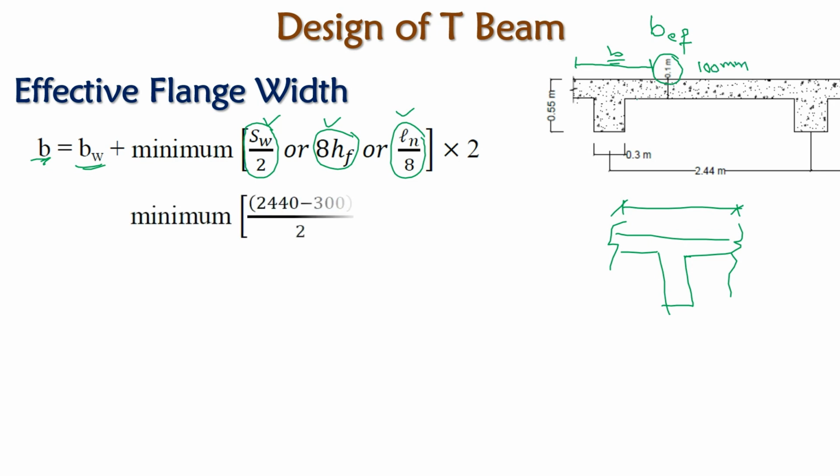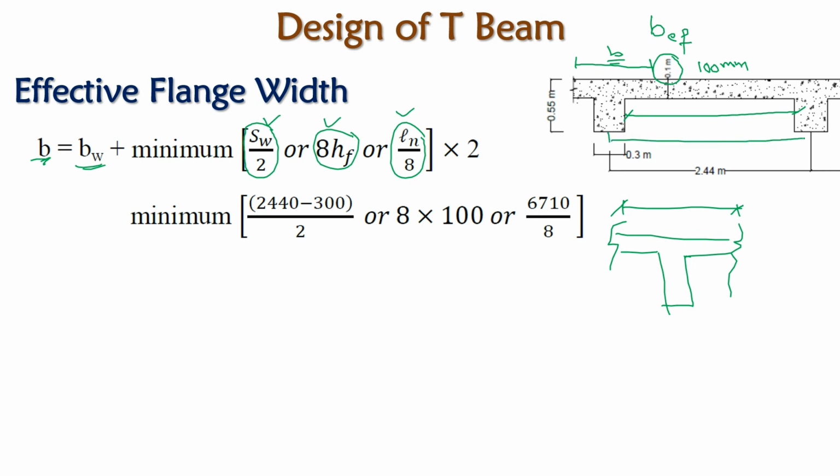So simply these three values can be calculated. What is SW? That is the clear span between the beams. The clear span, the mid-span length between the two beams, is 2.44. So what will be the clear span? That will be 2.44 minus, because it is center to center length. This is C by C length, center to center.